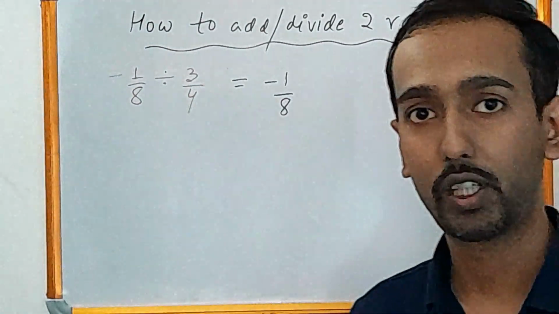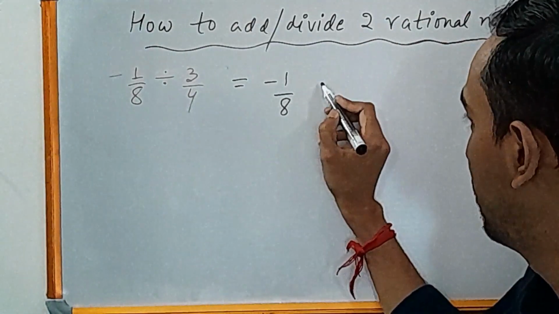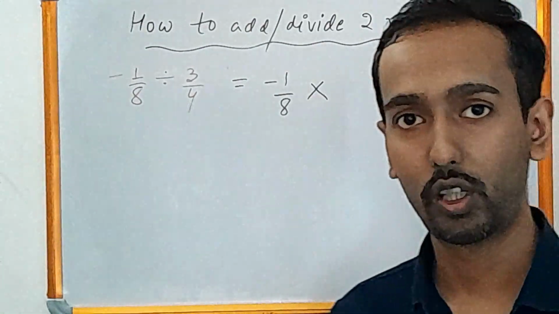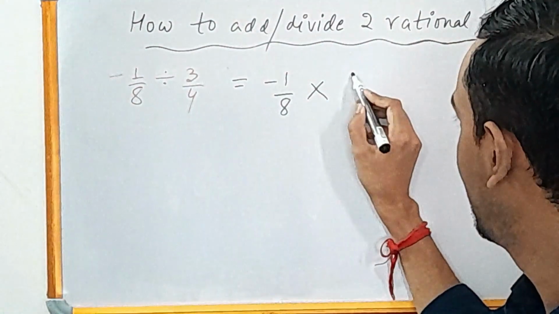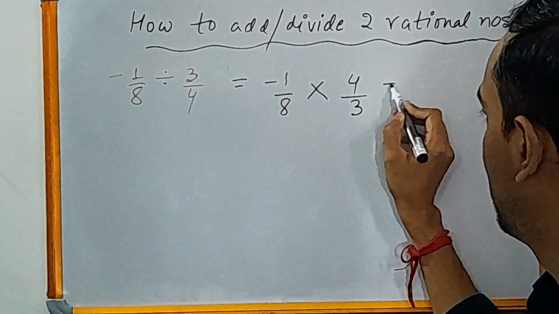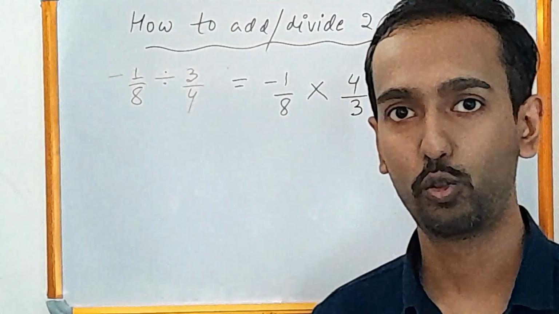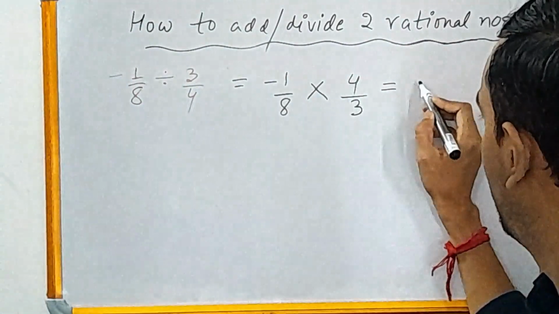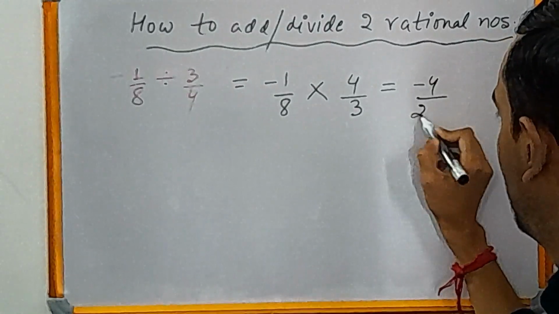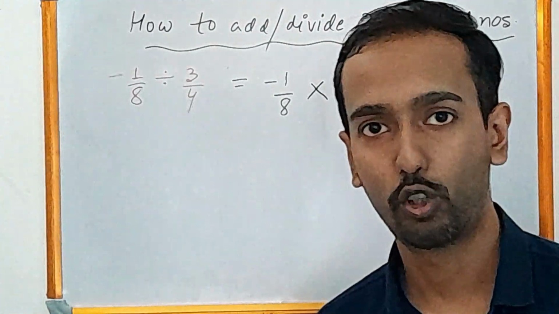The division sign will be converted into the multiplication sign, and we will take the reciprocal of 3/4. So the reciprocal of 3/4 will be 4/3. Now it becomes very easy to multiply these two rational numbers, numerator by numerator and denominator by denominator. So the answer is -4/24.